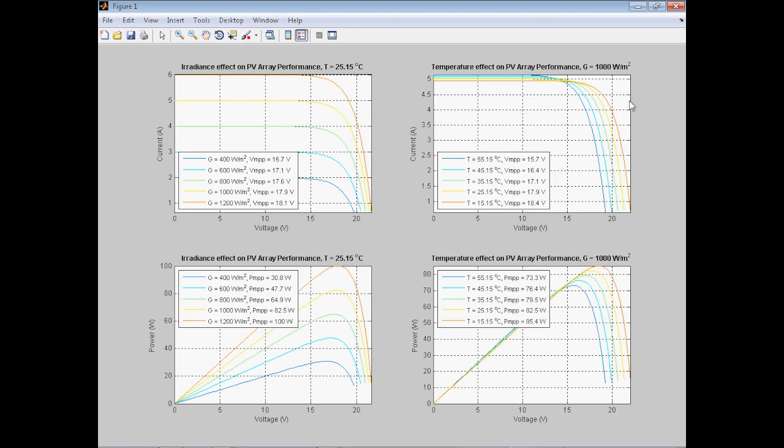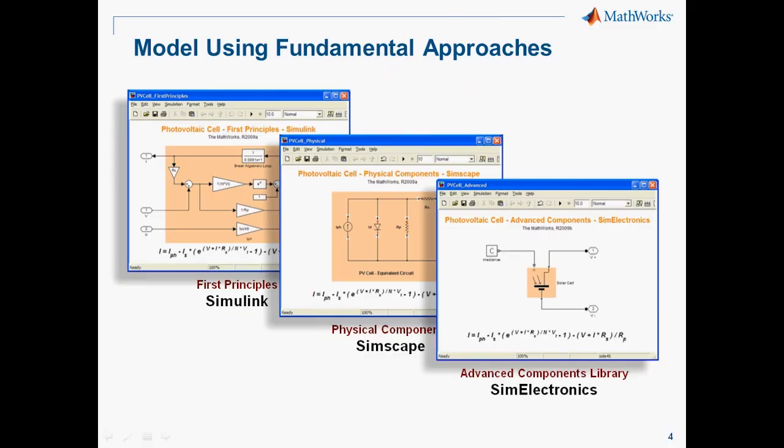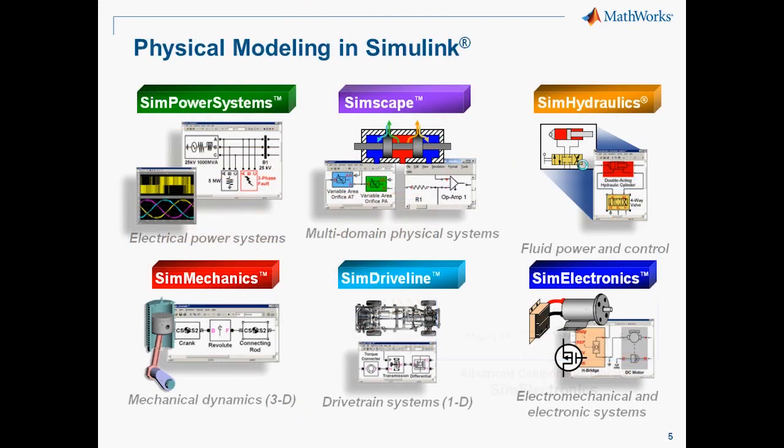So let me go back to the slides. Let me close this. In order to model things using fundamental approaches, you can use Simulink to do the basic mathematics, or you can use any of our advanced physical modeling libraries. This is the complete collection of our physical modeling libraries. The base of them is Simscape. Simscape is a required product for any of the others, except in power systems for now.